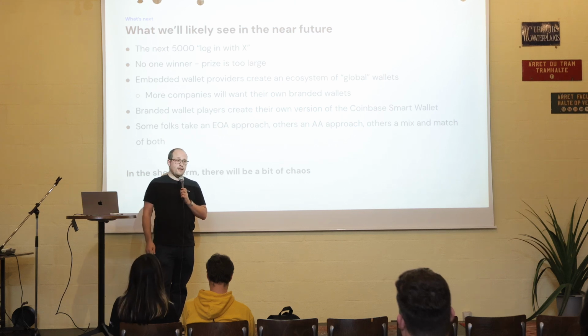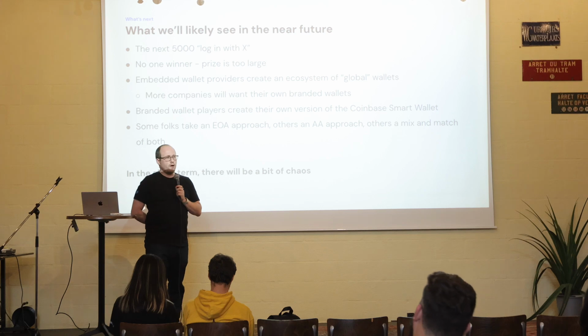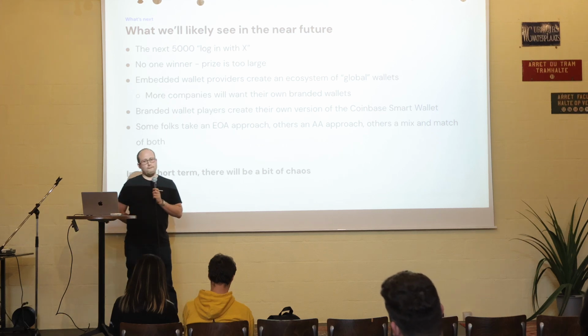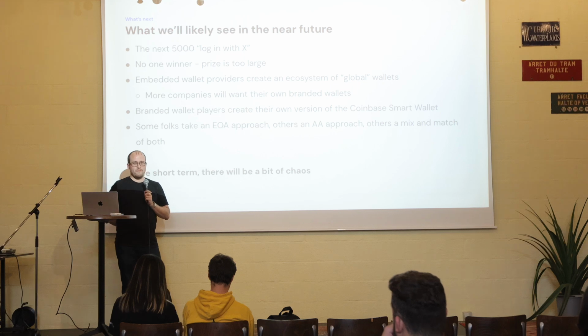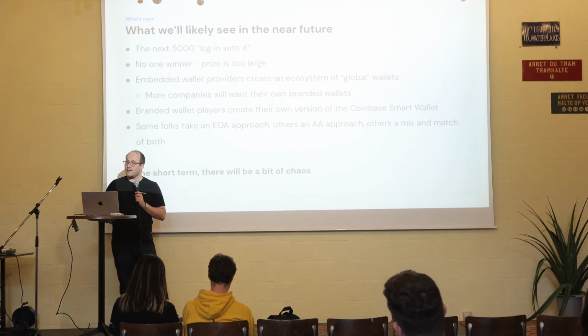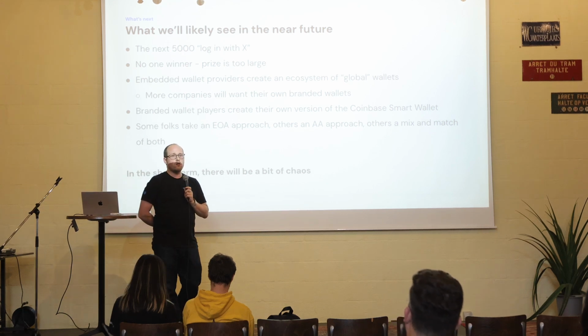So this is what we're going to see. I'm going to end with one more slide, but we're going to see the following. First, you're going to see about 5,000 folks trying to build their own version of the Coinbase Smart Wallet, which is fine. It's just going to be a little bit chaotic for a little bit. There's not going to be a winner-take-all here. There's not going to be one global wallet that everyone uses.